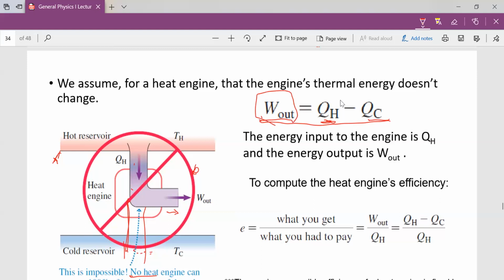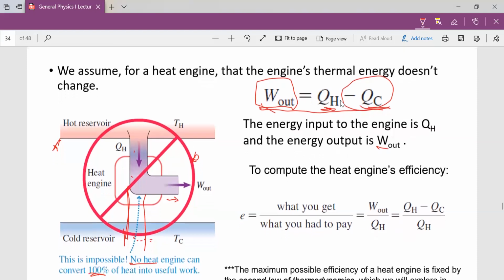So the energy input to the engine, which is the H, what you give in, and then the energy output, which will come also as work done, we'll subtract the cooling or the loss. It's not really a loss, but the one that goes to the cold reservoir from it to obtain that.